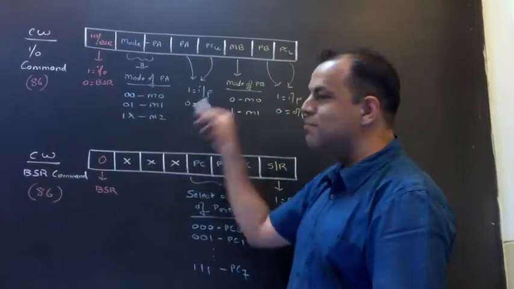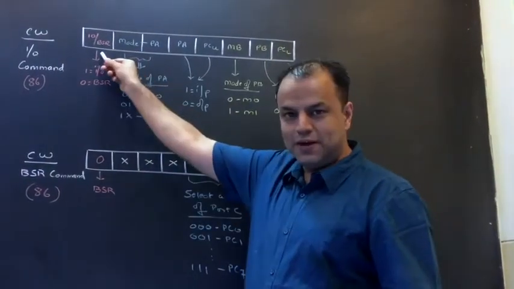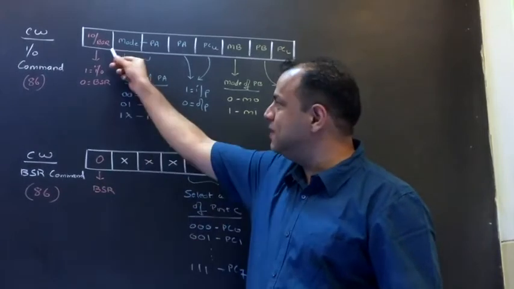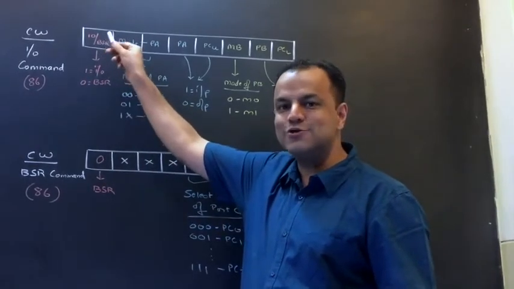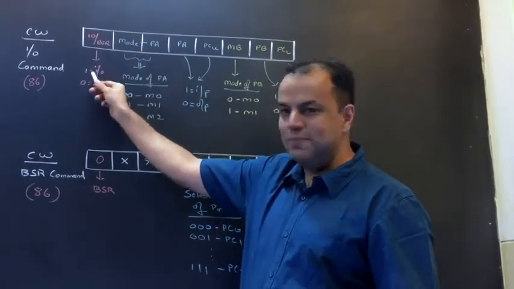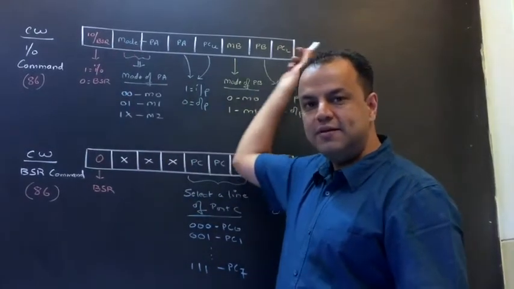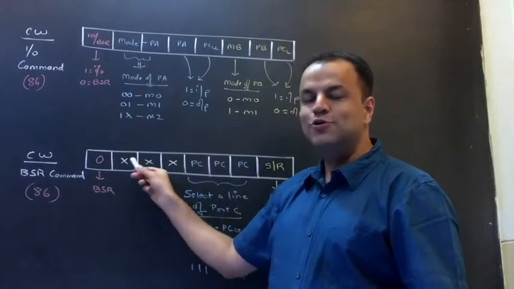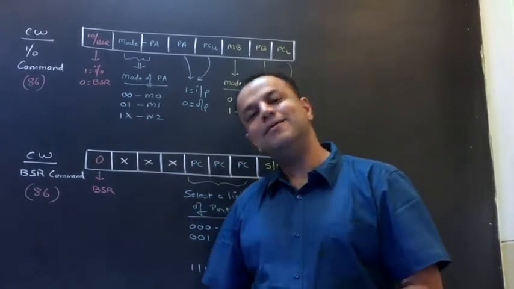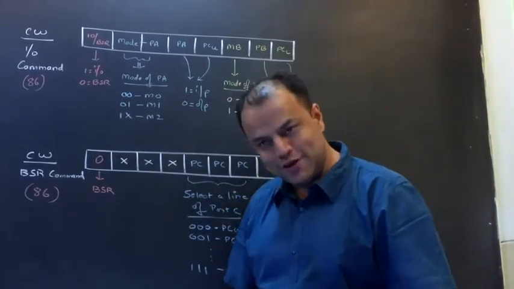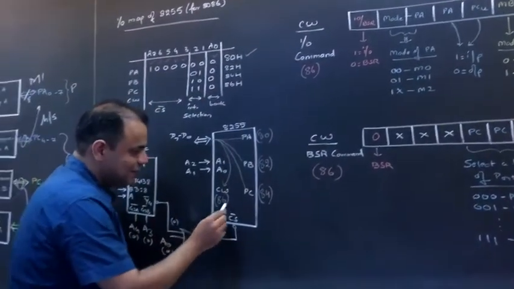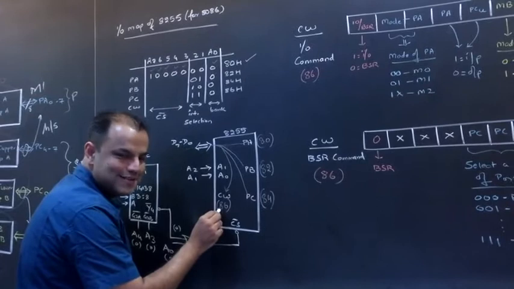You look at the command. The MSB of the command identifies whether it is IO command or BSR command. This bit is called IO/BSR. If this bit is 1, that means you will treat it as the IO command. And if this bit is 0, you will treat it as BSR command. Tell me, did you understand this? Look here again. I send you something at the address 86. You know for sure it's a command.